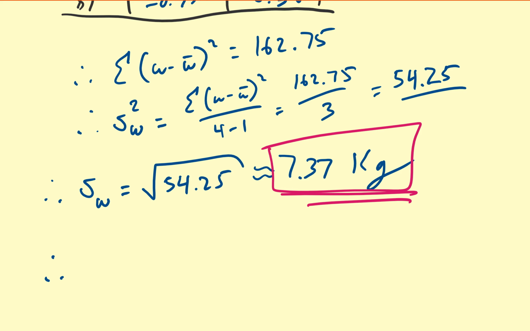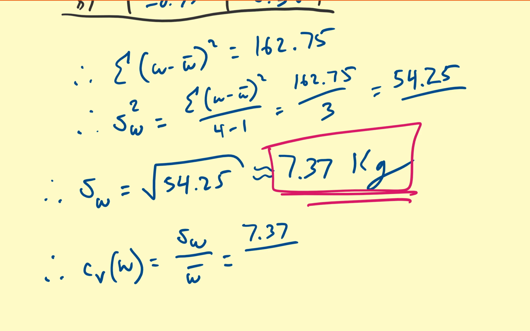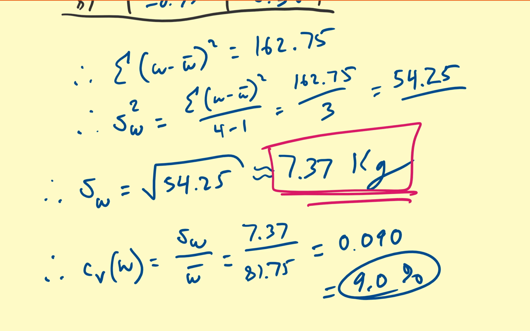From here, we can calculate the coefficient of variation for our weights, which is going to be the standard deviation of our weights divided by the average weight, which is going to be 7.37 kilograms, divided by 81.75 kilograms, which is going to be equal to 0.090 approximately, or 9.0%.